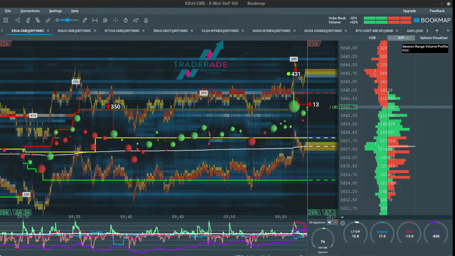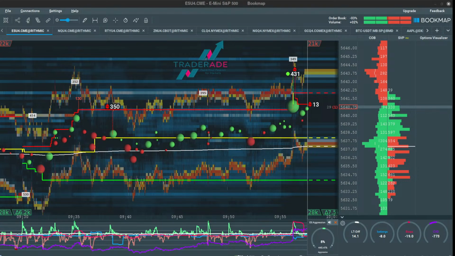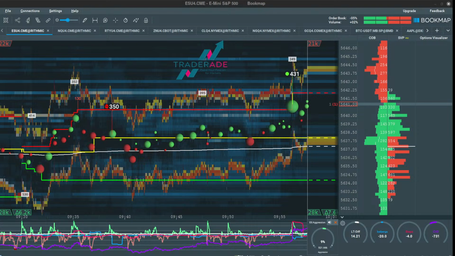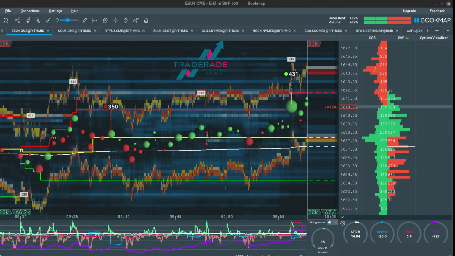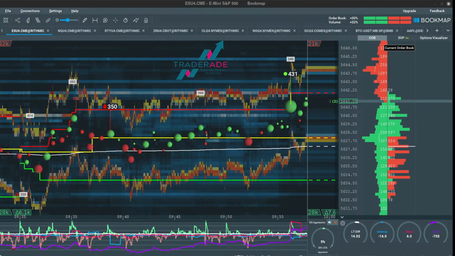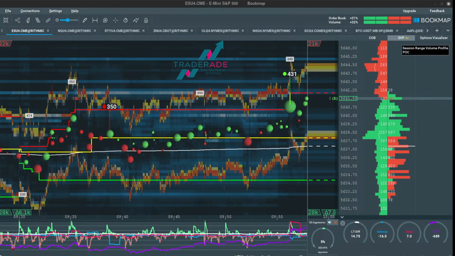To the right of that is the session volume profile. This is where transactional activity has happened, right? So you've seen selling predominantly below, let's call it 56.38, and buying predominantly above that level. That's where there's been transactions, and this is where there's interest in transacting. So the current order book is that interest. The session volume profile is where it's already happened. Does that help?